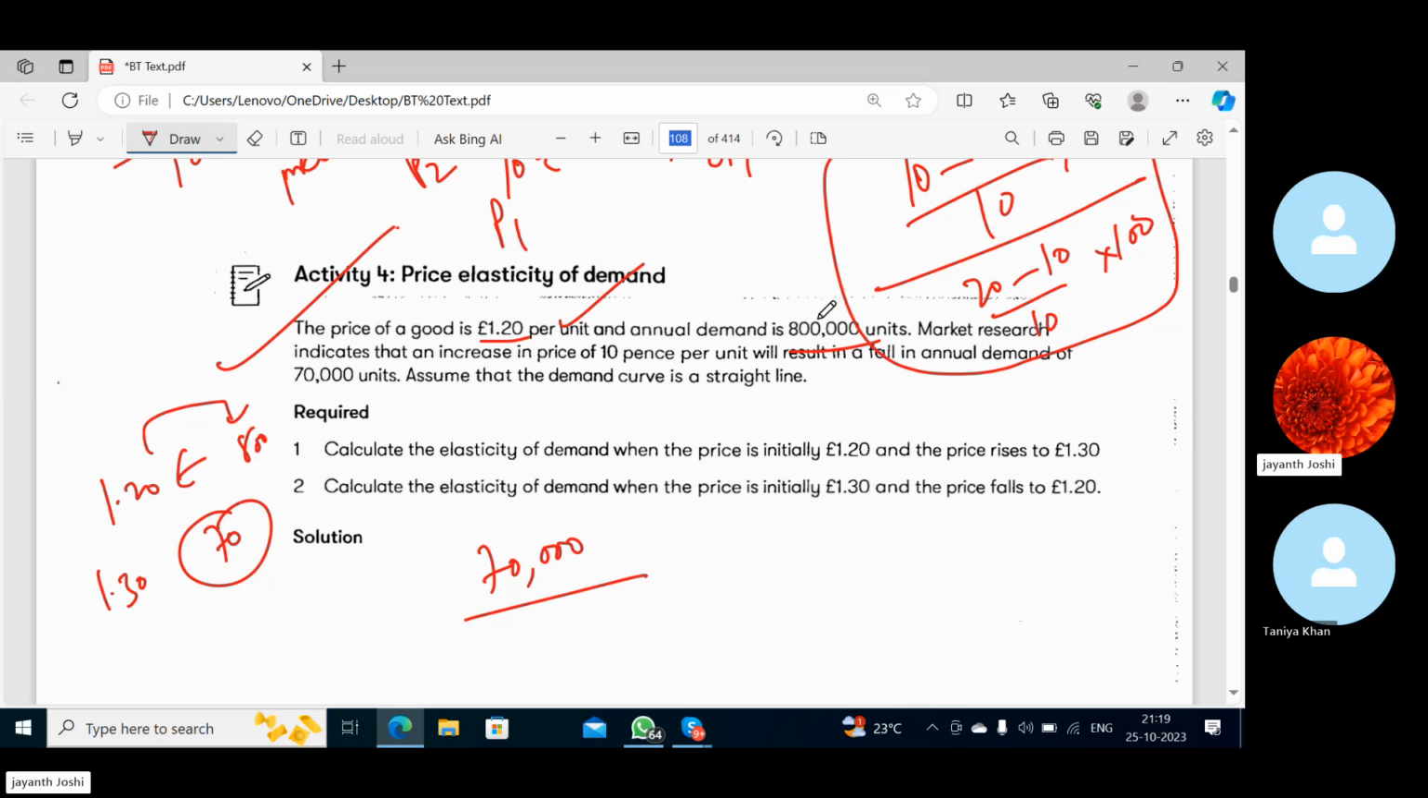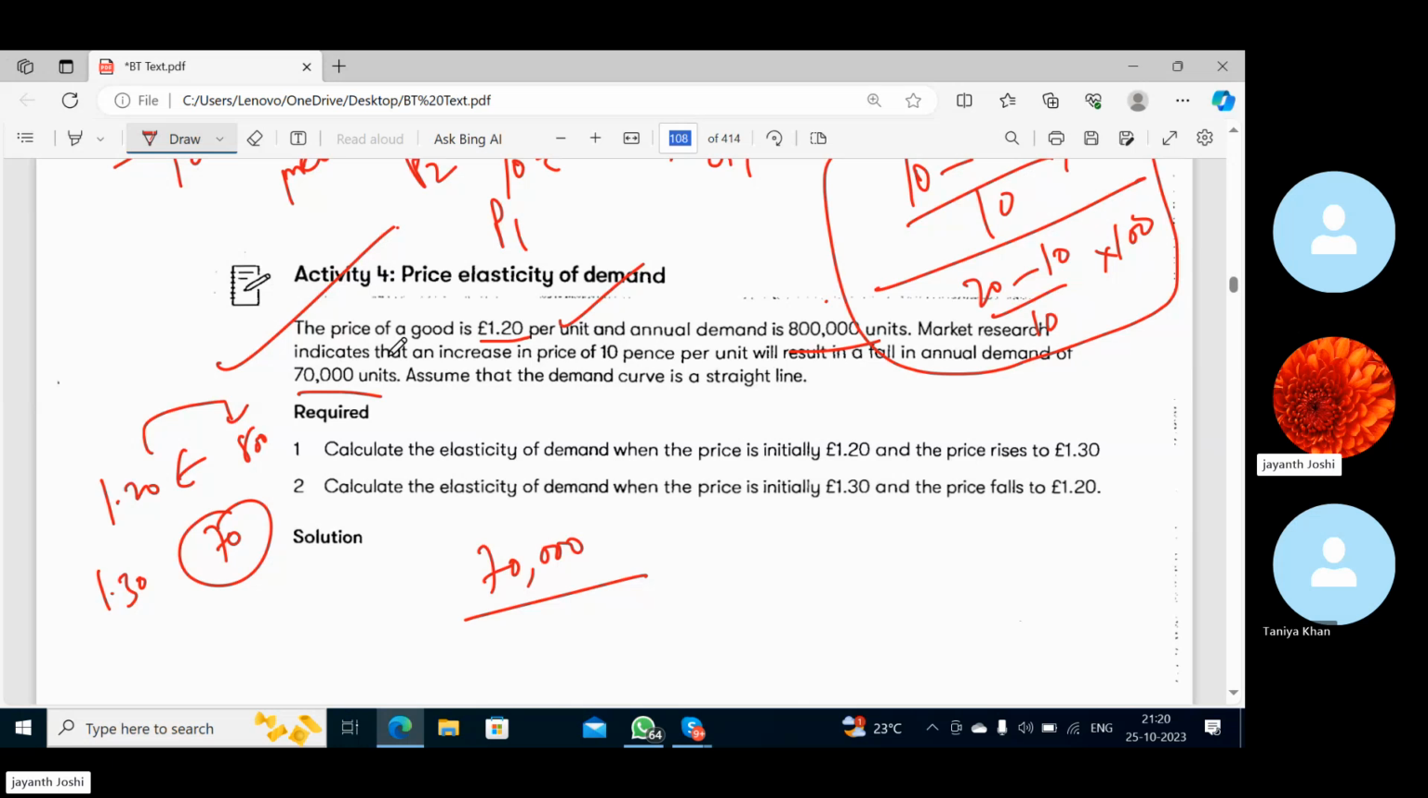Annual demand is this, fall in demand of 70,000 units. So almost how much units have fallen? Previously it was 8 lakh units, right? Fall in demand of 70,000. It's not saying demand by or demand to, it says fall of 70,000. So if the demand is falling by 70,000, then what's the percentage change?